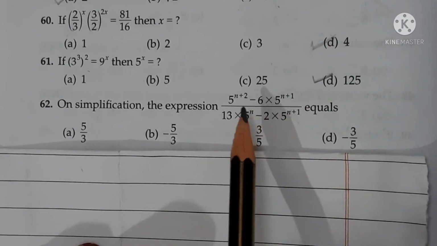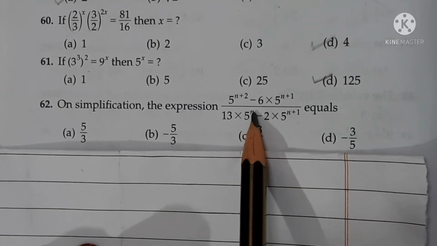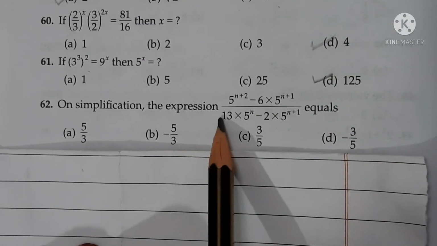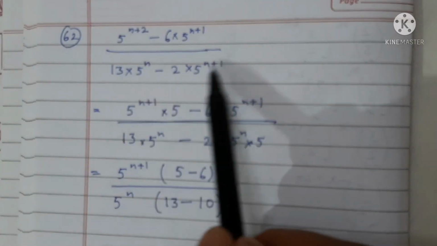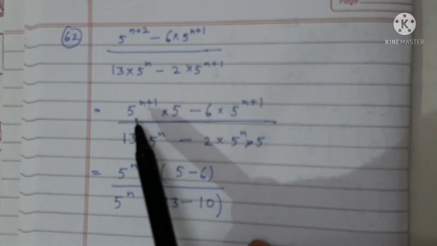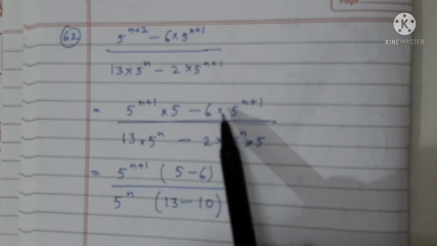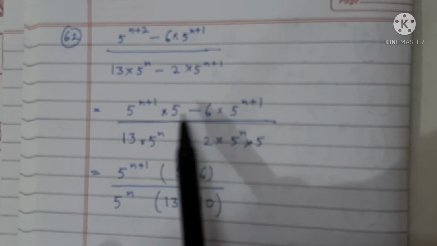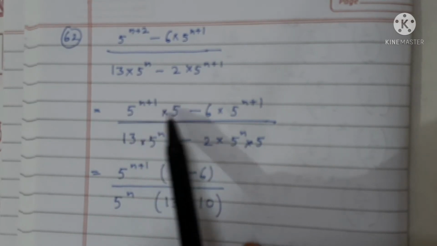You can take common 5 to the power of n plus 1 in the numerator, and the denominator has 5 to the power of n and 5 to the power of n plus 1. So you can take 5 to the power of n from the denominator and solve. Now, our question: you can write 5 to the power of n plus 2 as 5 to the power of n plus 1 into 5, and minus 6 into 5 to the power of n plus 1. Because we have to take common, for your understanding I break it into 2 factors.